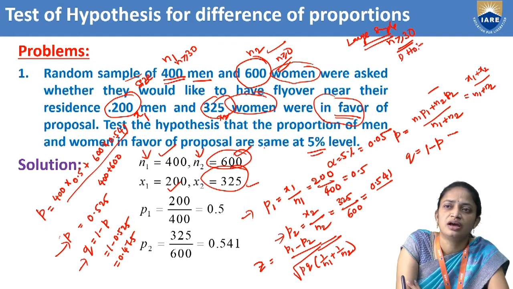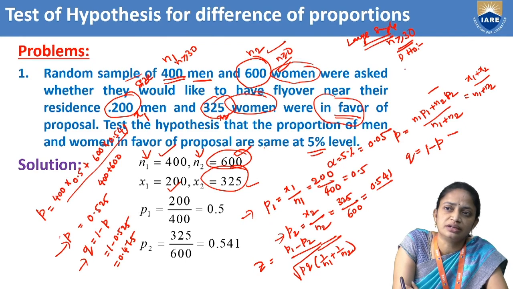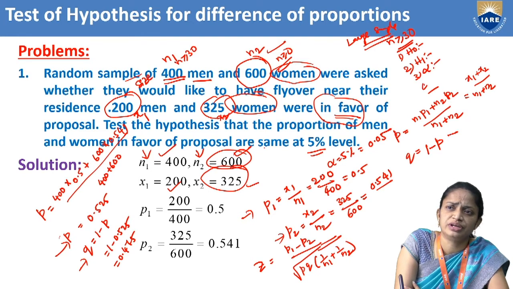First we need to write the null hypothesis, and after that, we need to write the alternative hypothesis. Next, we need to write the level of significance. Next, we need to write the formula, that is the Z test statistic. Next one is conclusion. So what is the conclusion here? If mod Z is greater than Z alpha, we reject H naught. If mod Z is less than Z alpha, we accept H naught.